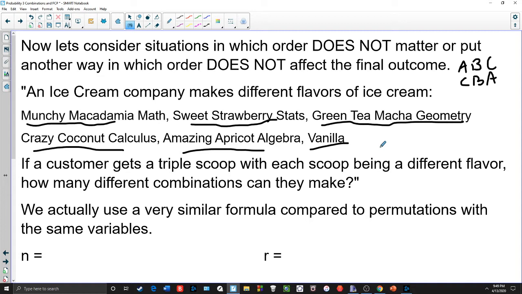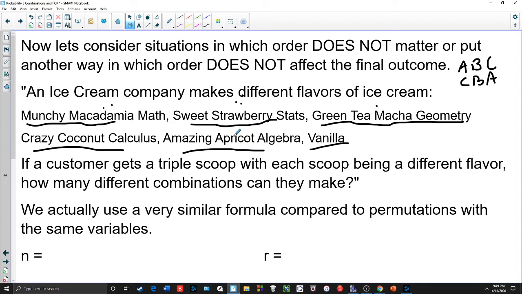Well, that means that if I pick any three flavors, if I pick them in a different order, it's not really going to change my outcome, right? I'm still going to get those 3 scoops of my ice cream. So if I pick, say, macadamia, strawberry, and green tea, and then I go back and say, well, I want green tea, strawberry, and macadamia nut instead, that's the same order, just said differently. So it's really not affecting the outcome. I'm still going to get all 3 flavors in my scoop.